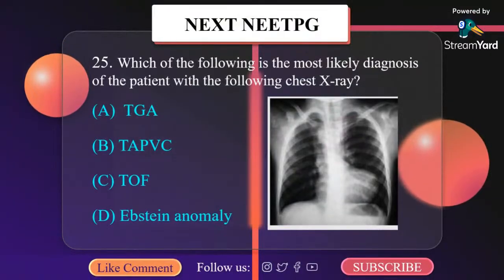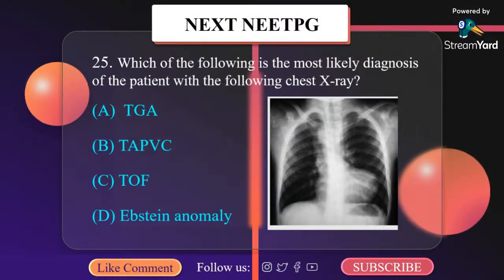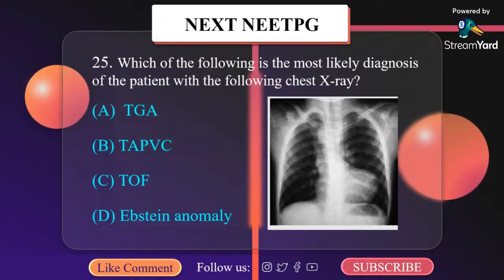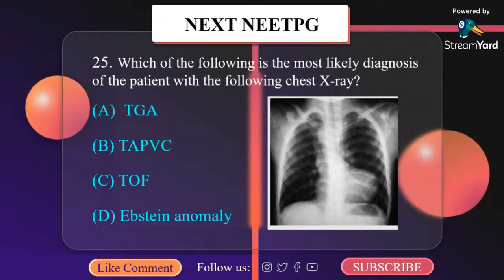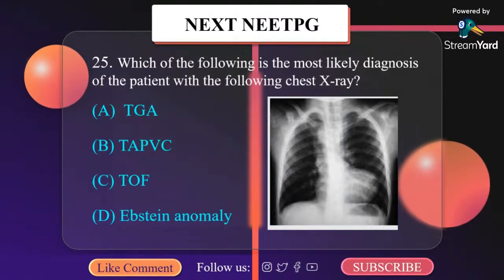Which of the following is the most likely diagnosis of the patient with the following chest X-ray? A. TGA, B. TAPVC, C. TOF, D. Ebstein anomaly. Here you can see a boot-shaped heart, and this boot-shaped heart is seen in tetralogy of Fallot. So the correct answer here is C. Tetralogy of Fallot.